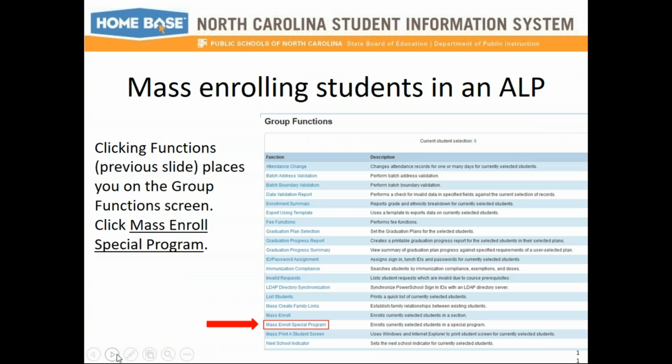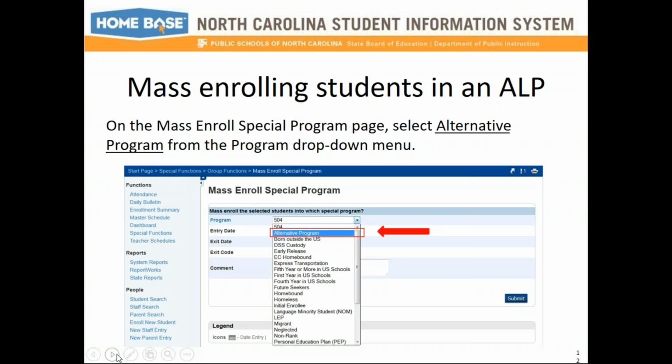and then on this page called group functions, you're going to select mass enroll special program. And then on the Mass Enroll Special Program page, select Alternative Program from the Program drop-down menu. If you were putting a student in another special program, you'd select that program. But this one, you would select Alternative Program.